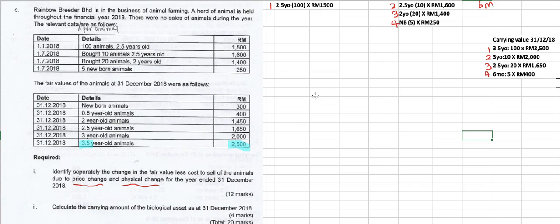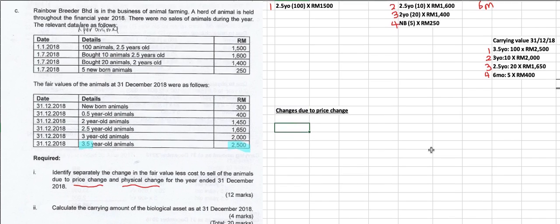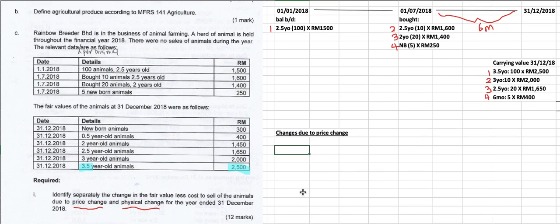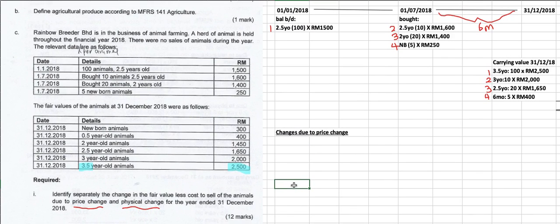Alright, just let me put the heading first. Fair value changes, changes due to price change. Okay, so you have to focus here. How are we going to calculate? Because we also have changes due to physical change.